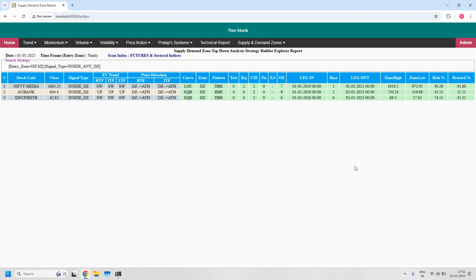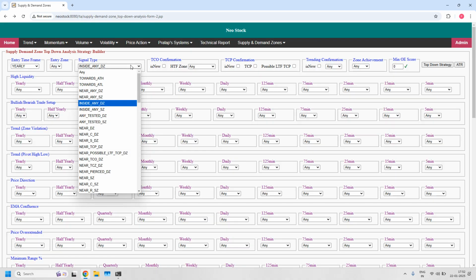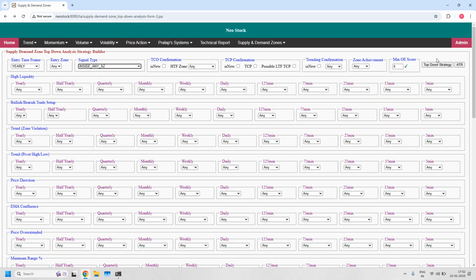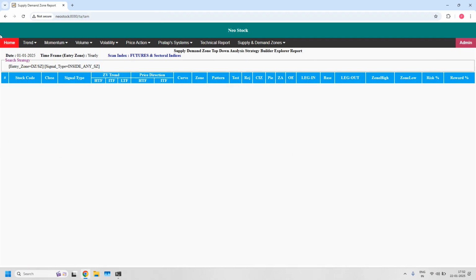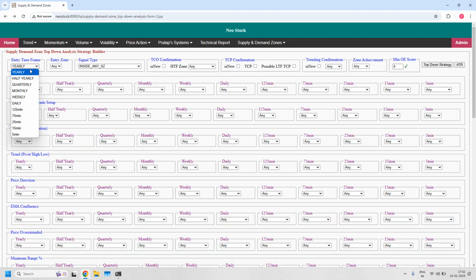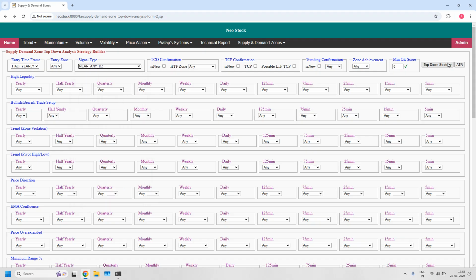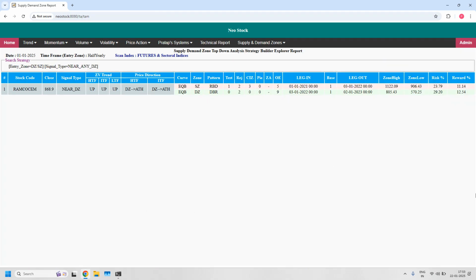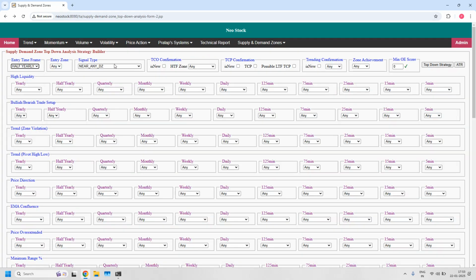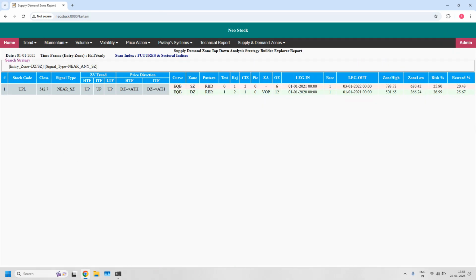Okay, now next, yearly time frame. Price closed inside the yearly supply zone. We don't have any stocks. Next time frame is half yearly. Stocks near half yearly demand zone. 1 stock is filtered. Next, half yearly time frame. Stocks near half yearly supply zone. 1 stock is filtered.